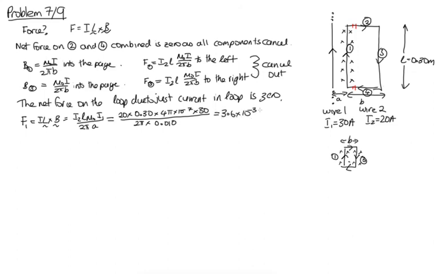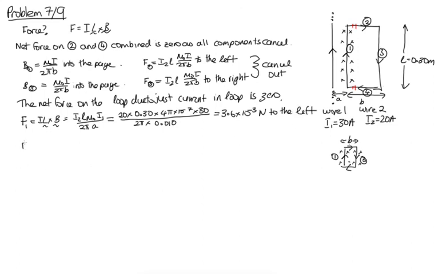Okay, and now we can solve this on the calculator, and we end up with 3.6 times 10 to the minus 3 newtons, and then we need a direction, and so we can use the right hand rule. L, the direction of L, that's the direction of the current, so that's up the screen, and B is going into the screen, and so when we use our right hand rule with that, we can see that this force is to the left.